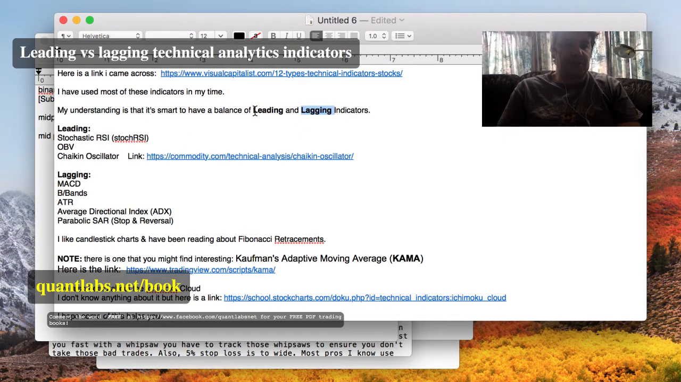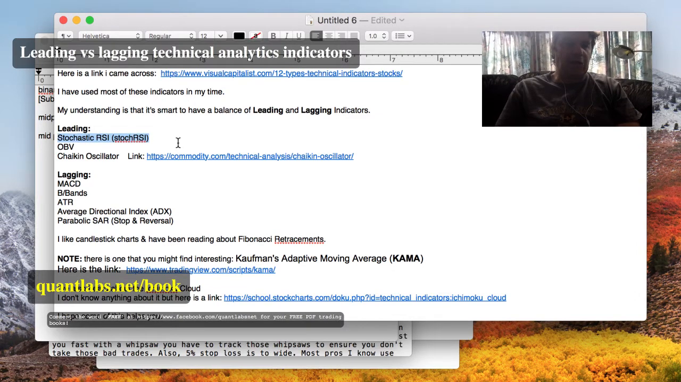The first ones are the leading ones. I'll show you which ones I'm currently working on that have been showing some promise in the last few days. This one is the Stochastic RSI. I have used Stochastic on its own, and I do and always use RSI. This would be an interesting combination.